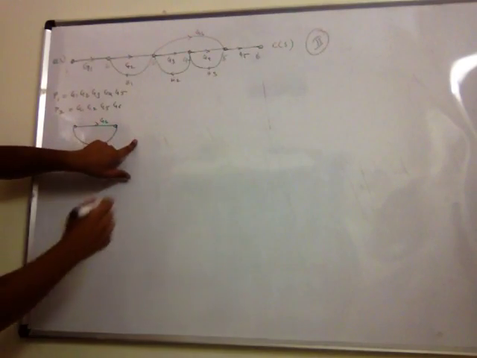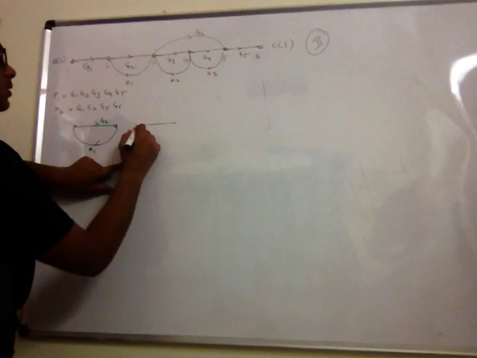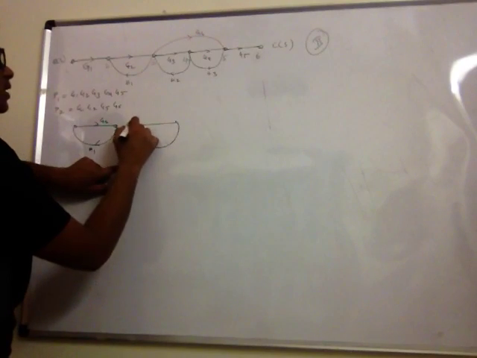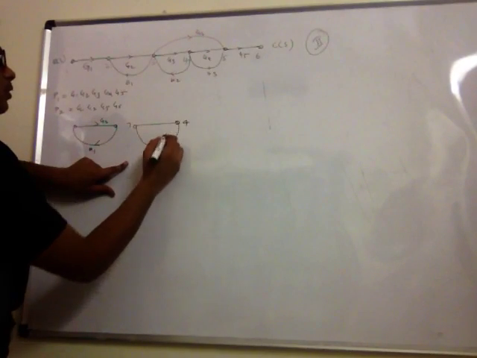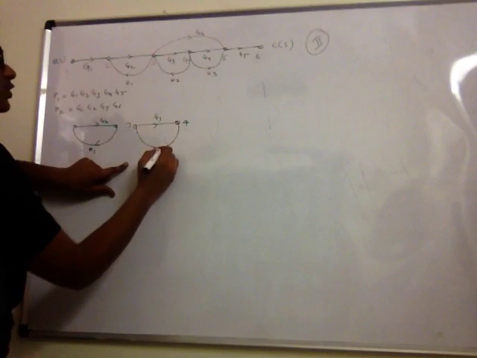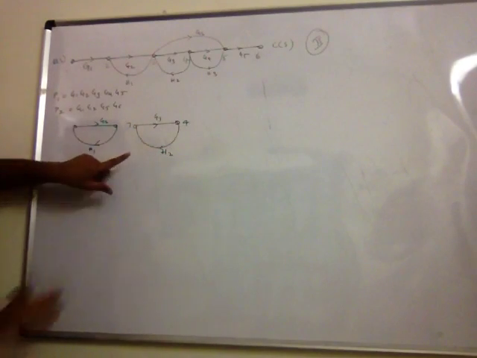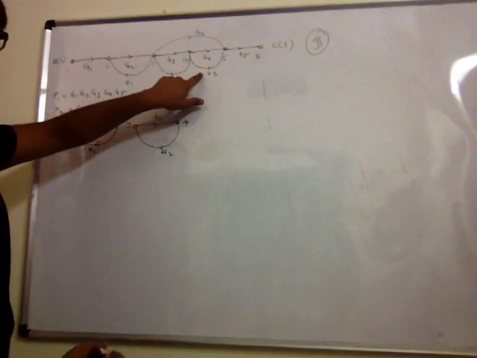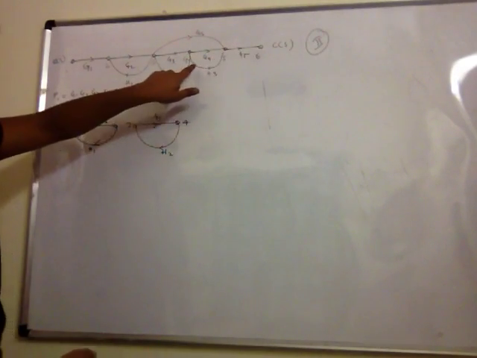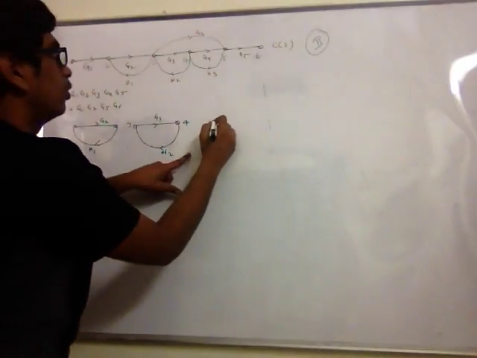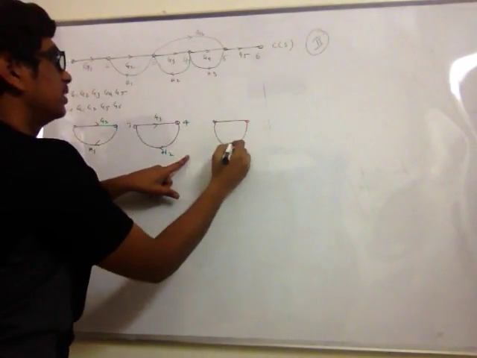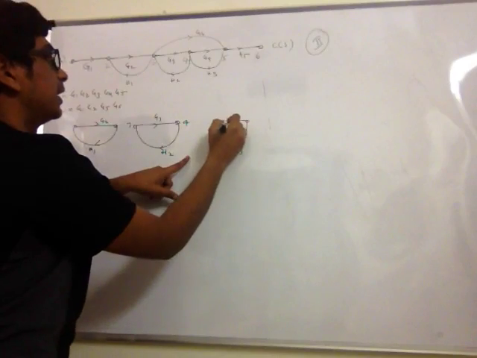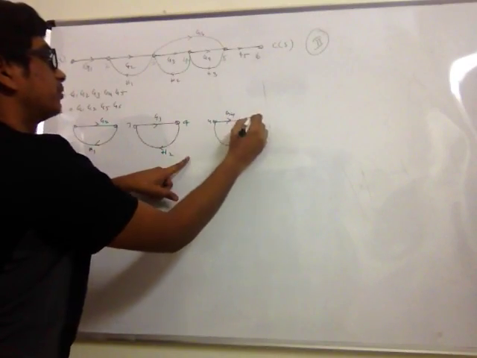The second individual loop is between 3 and 4, with gain G3, and the reverse path gain is H2. The third individual loop is between 4 and 5 and back again. So between 4 and 5, this is G4 and this is H3.